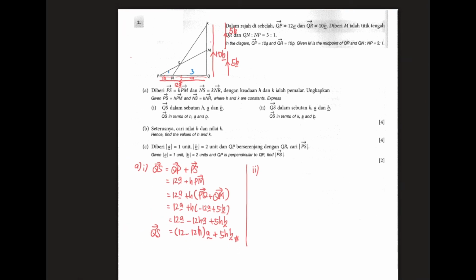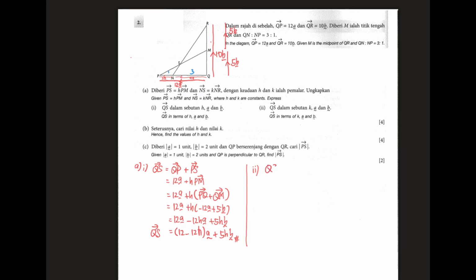QS in terms of K, A, B. So when you see K, that means you have to use the NS equal to K and R to get the answer. Okay, so let's see, QS is Q to S, but NS is here to here. So for this, we have to form an equation by using NS.